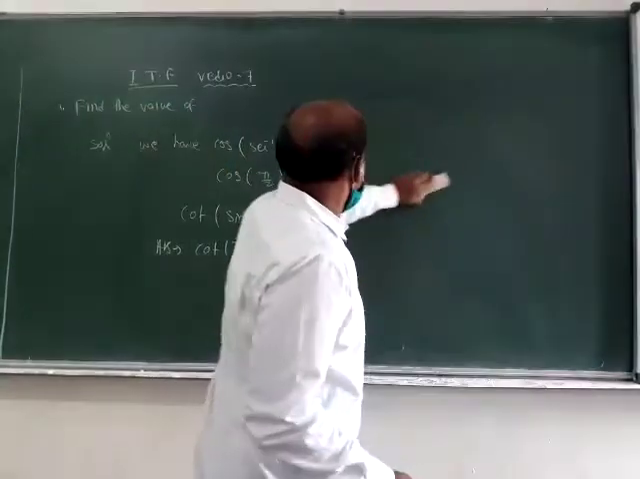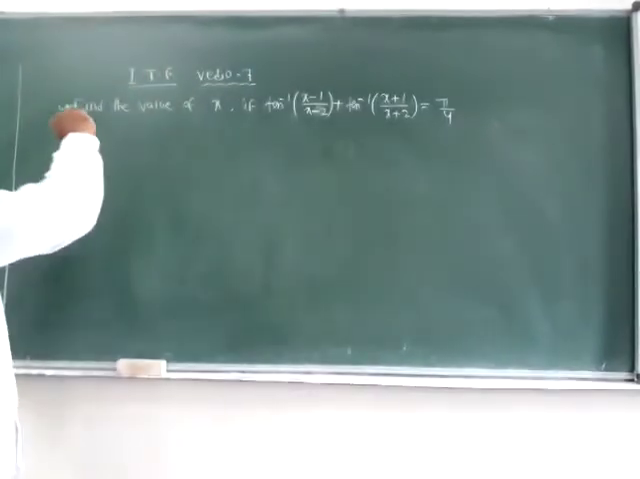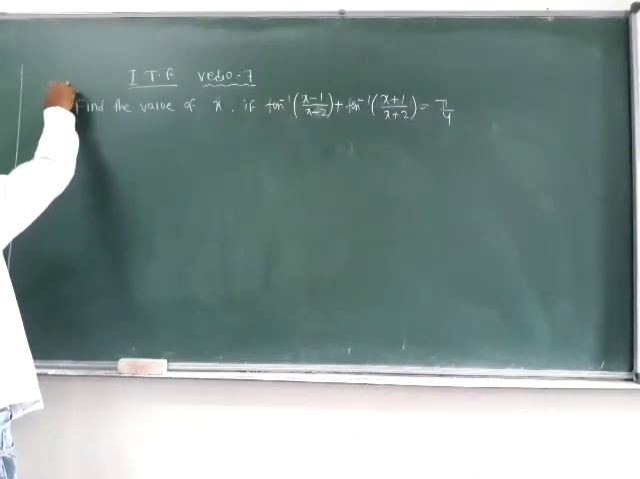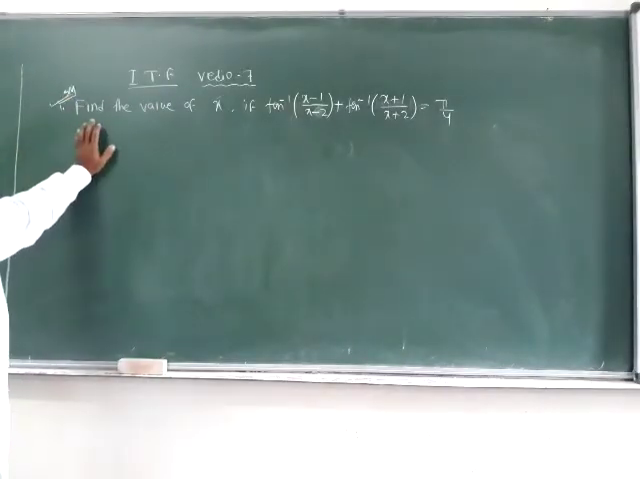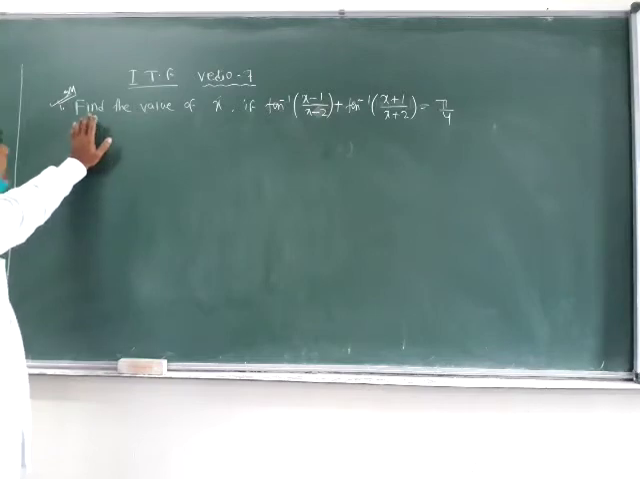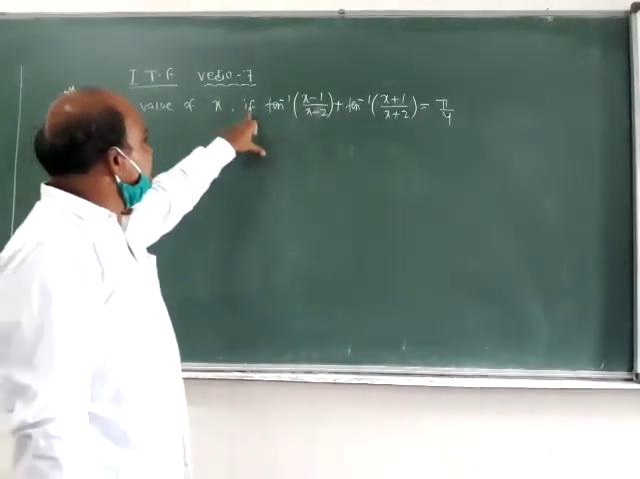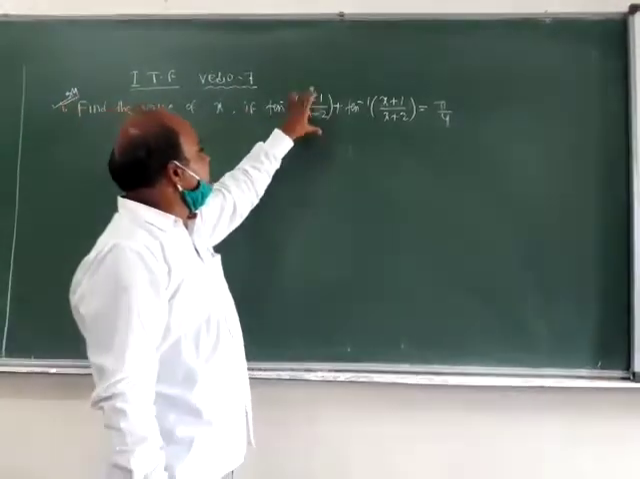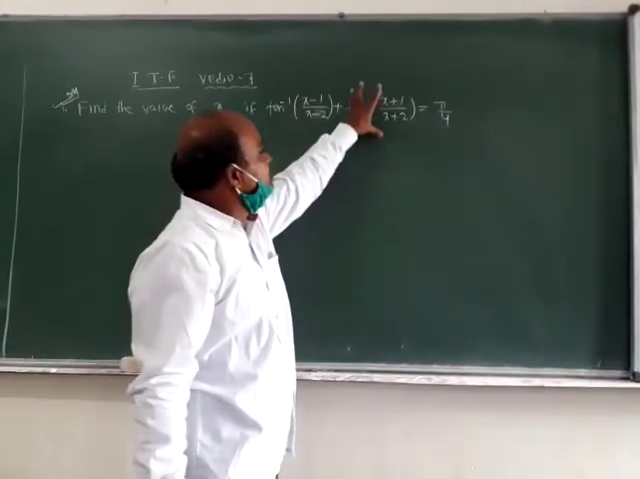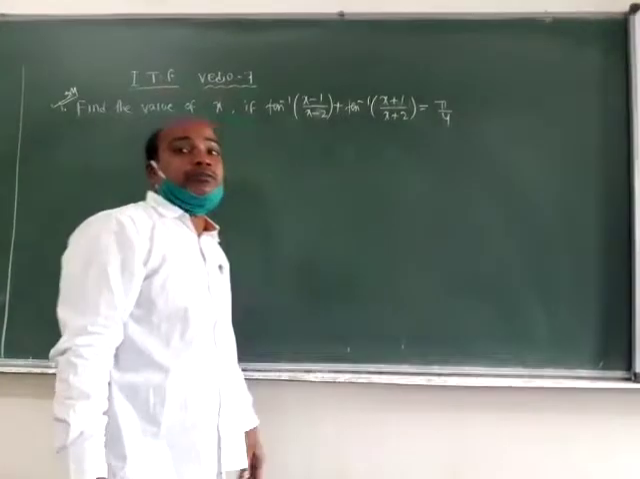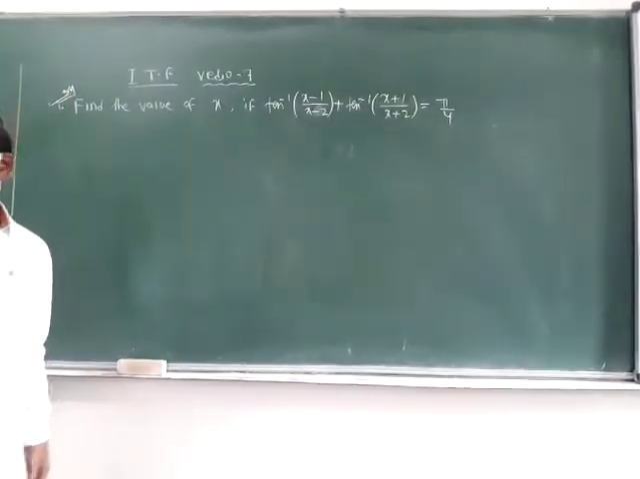Now the next question. Okay, now you see, this is one of the most important questions for 3 marks. This is also a most important question for 3 marks. The question is: find the value of x. The condition given is tan inverse this plus tan inverse this is equal to pi by 4. Very simple for this question. There is nothing difficult about it.